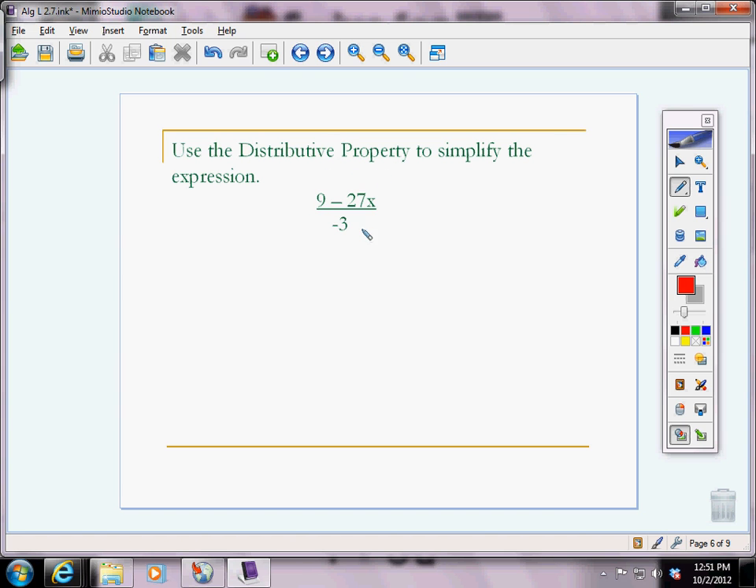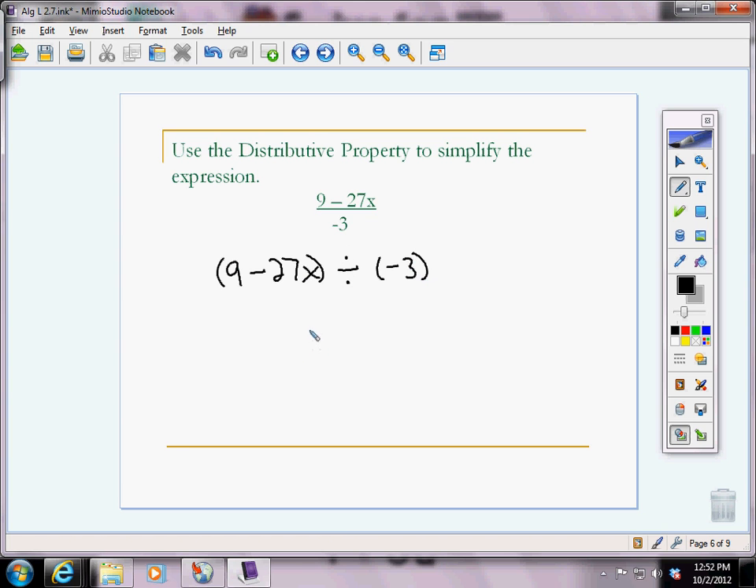When looking at this problem, we have the quantity 9 minus 27x divided by negative 3. You might be wondering, how is it possible to simplify that? Well, let's rewrite this in a little bit different way. Let's take 9 minus 27x, and we'll use the division sign even though we don't like it. We'll use the division sign to divide by a negative 3.